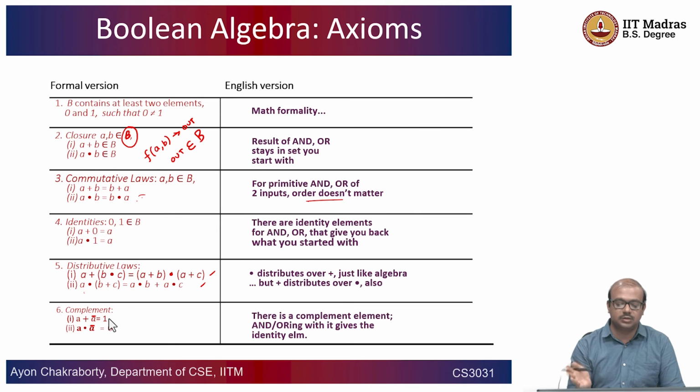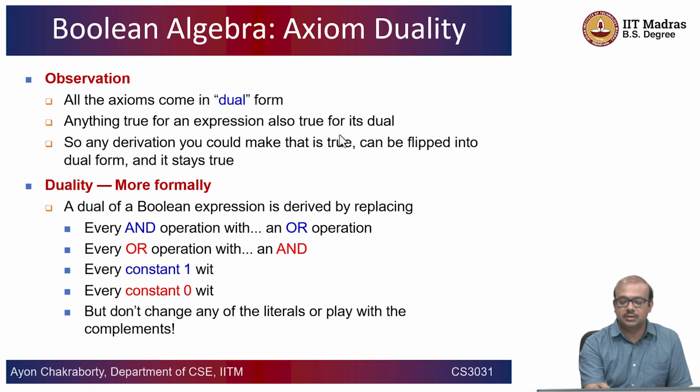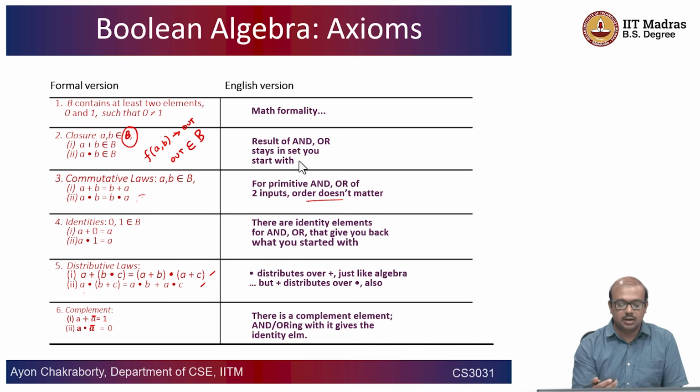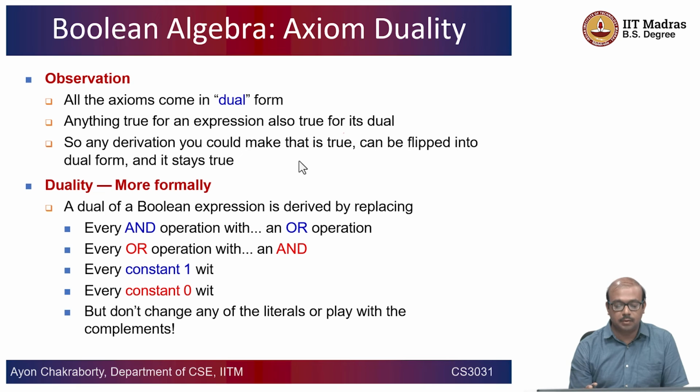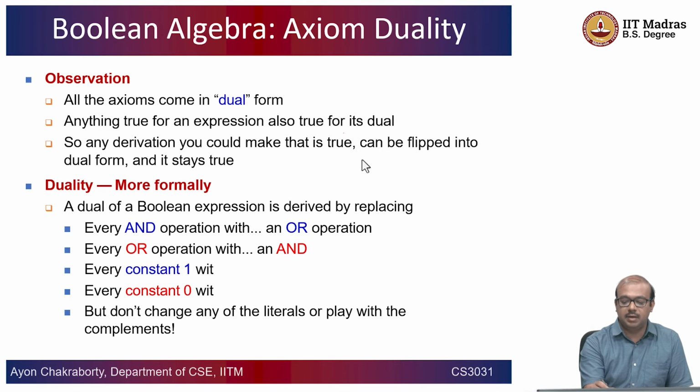So you can even draw a truth table and try these things out. And one more observation that we should have here is the axiom duality. So all the axioms come in dual form. So anything true for an expression is also true for its dual. So what we are trying to say is all the expressions that we have seen here or any other Boolean algebra expression that we are going to see later has a dual form. Okay, so a dual expression is basically flipping some of the operators and changing some of the zeros to ones, right? So any derivation you can make that is true can be flipped into its dual form and stays true.